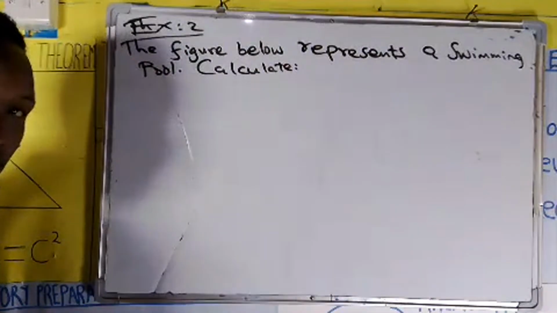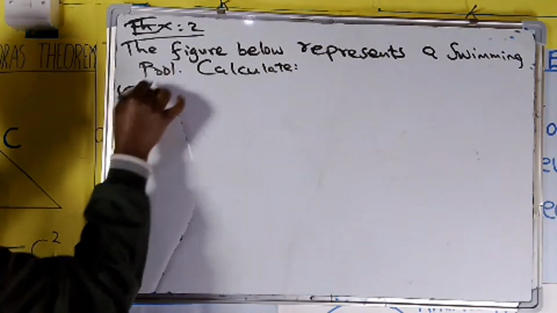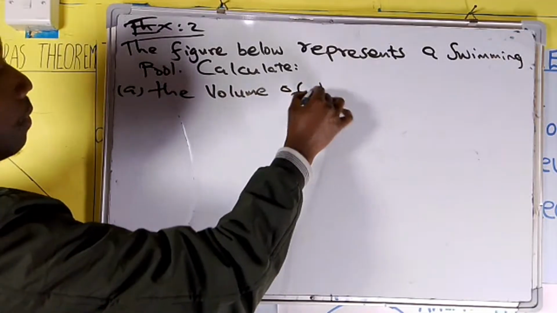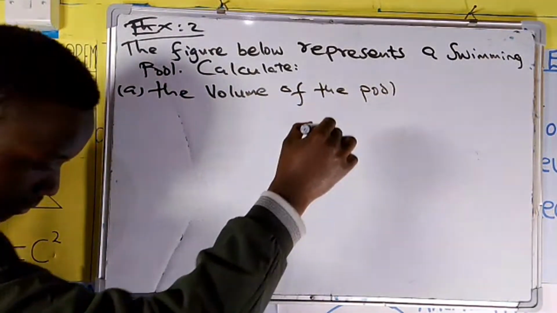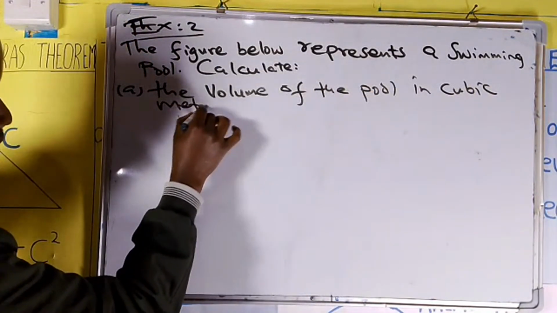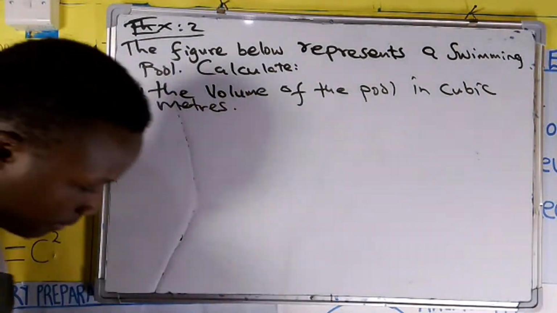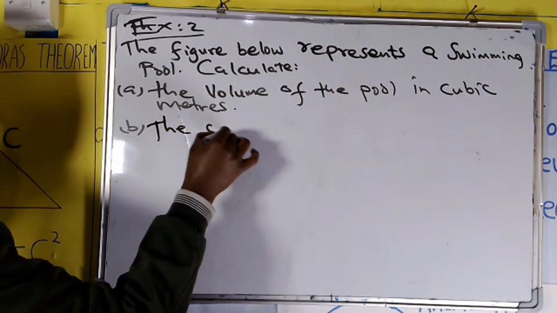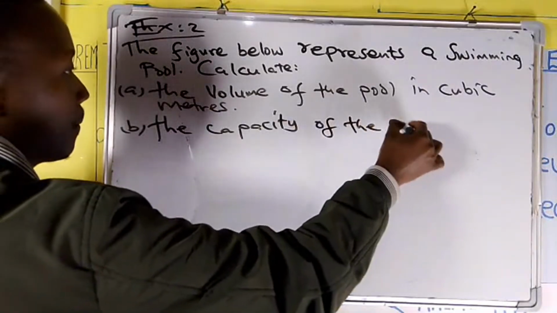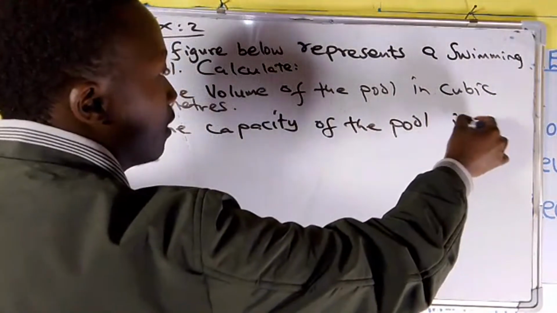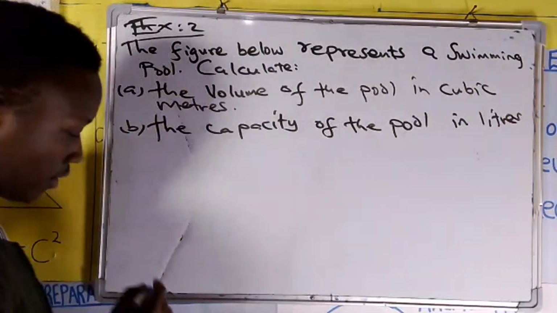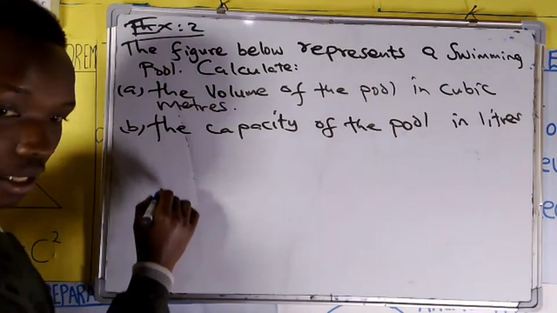So first we can write the question. Part A, the volume of the pool in cubic meters. Part B, the capacity of the pool in liters. So let us draw our pool.